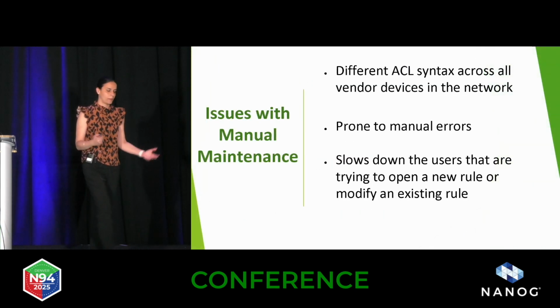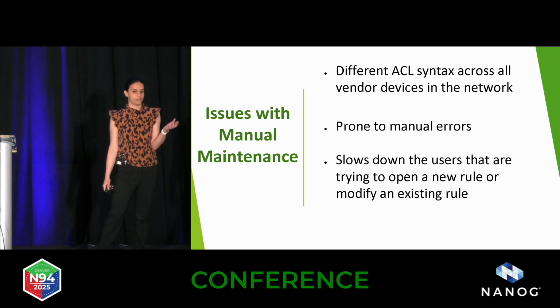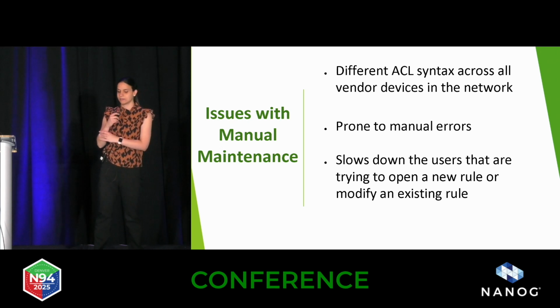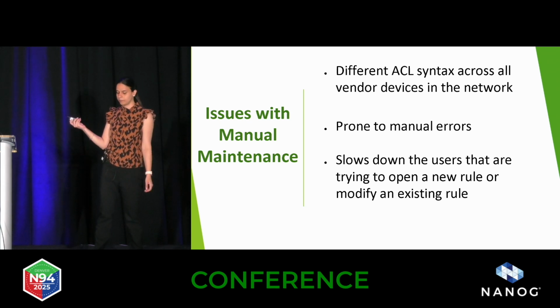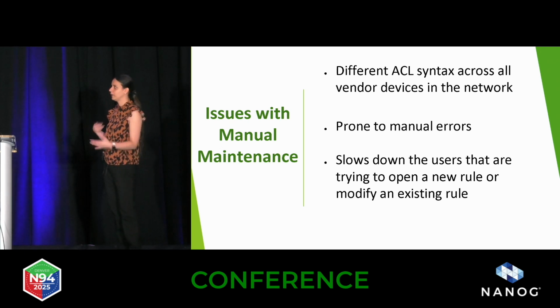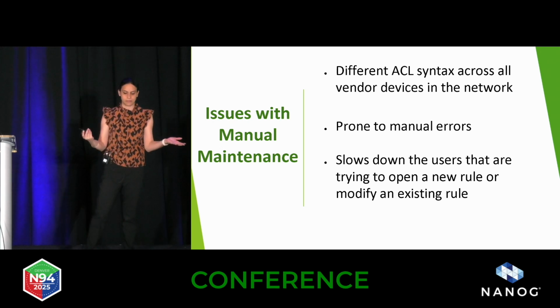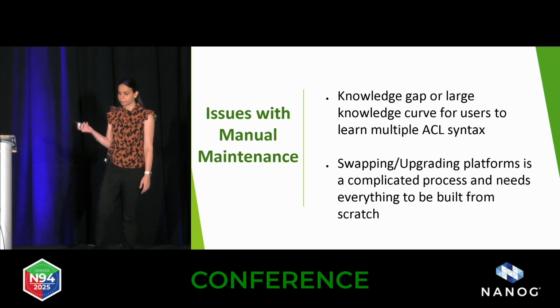Some issues that I will talk about: different ACL syntaxes. Currently at Meta, we have about 10 to 15 different firewall vendors, and it is very difficult for us as a security team to be able to learn the syntaxes of all these various vendors, and also for all the other users in the company to learn it. And of course, it is prone to manual errors, and it slows down the users that are trying to open up a new rule because they either have to wait for the security team to take action on their request, or they have to learn different syntaxes to be able to do that. And swapping or upgrading hardware is a nightmare if we have to do it manually.